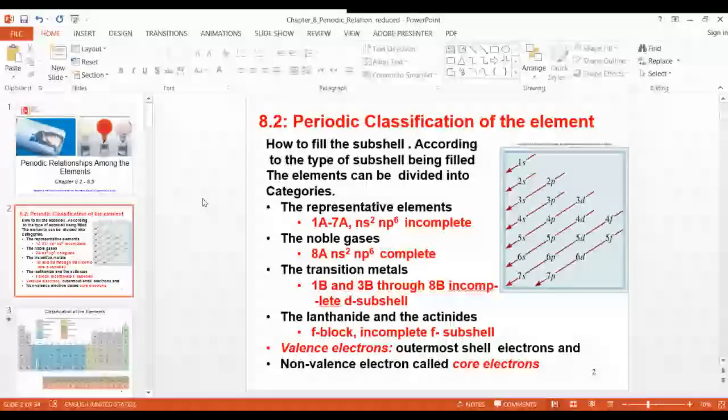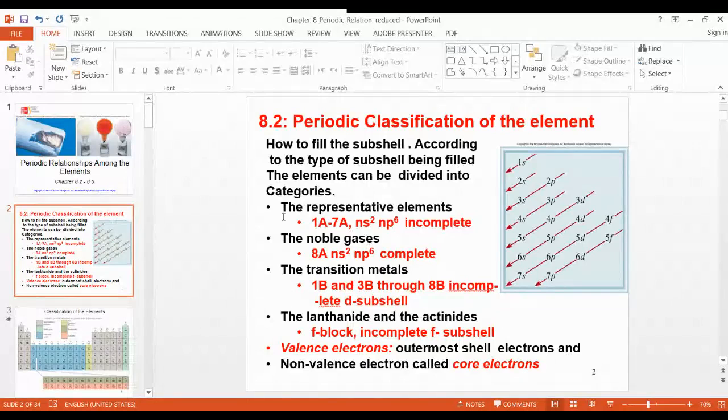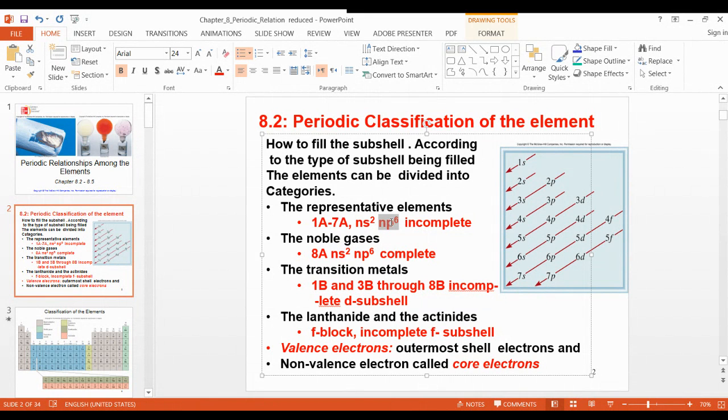So the first, the 1A, this is the representative element, meaning not only noble gas but all the non-metals on the right side, from 1A to 7A. ns2 np6 is the general information: the octet is complete. In 8A, noble gas, and halogen up to here, 7A, so that is np5 here. Okay, np5 is incomplete. When the octet is complete, it becomes np6, that is the noble gas.